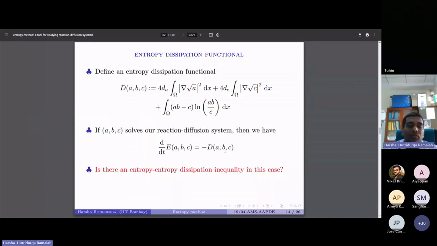What is the next step in the entropy method? We have to look for an entropy-entropy dissipation inequality, which relates D to some kind of relative entropy, right?